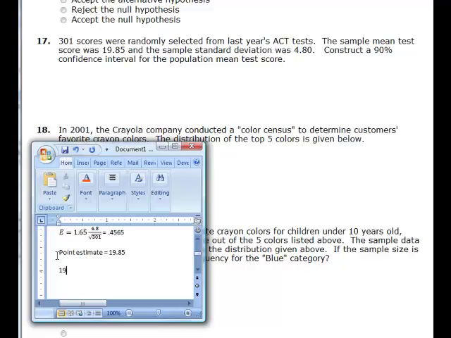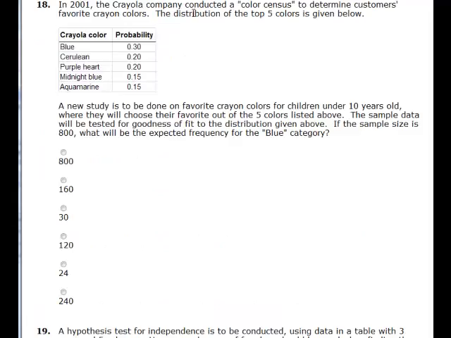So now we want to take 19.85 minus our margin of error. We're just going to round that margin of error to 2 decimal places now, so 0.46, which gives us 19.39. And if we add the margin of error, we get 20.31.